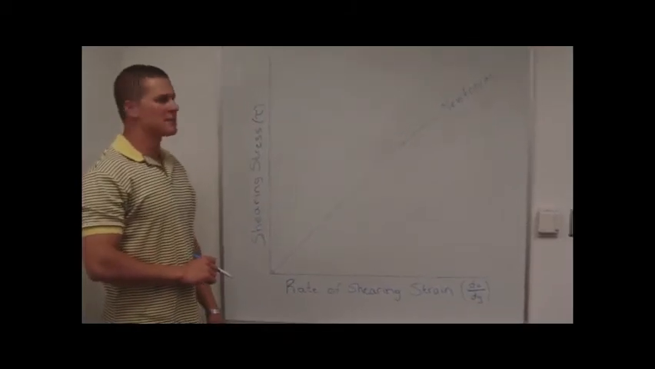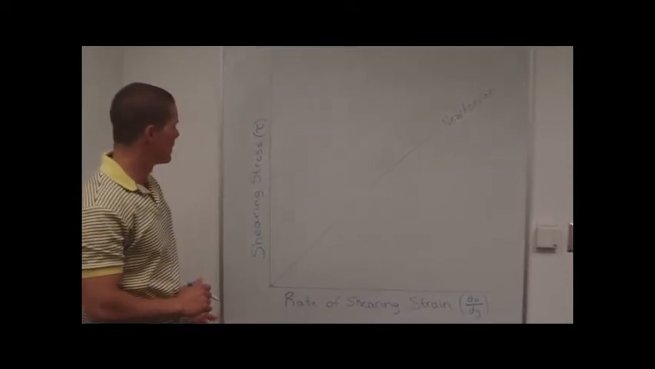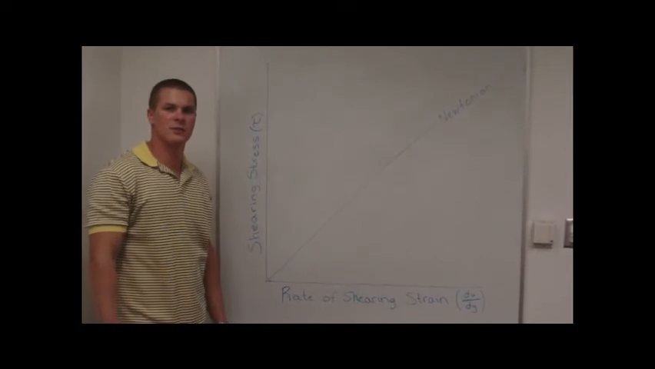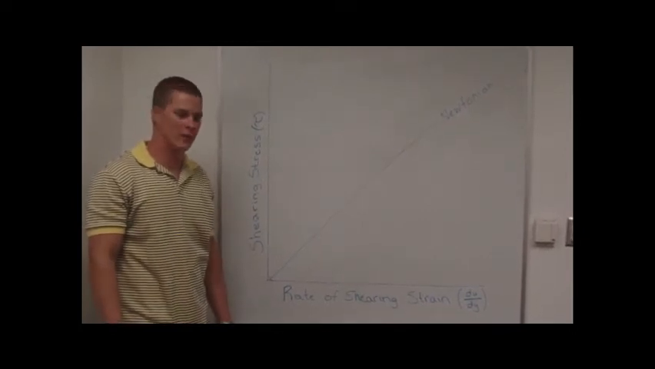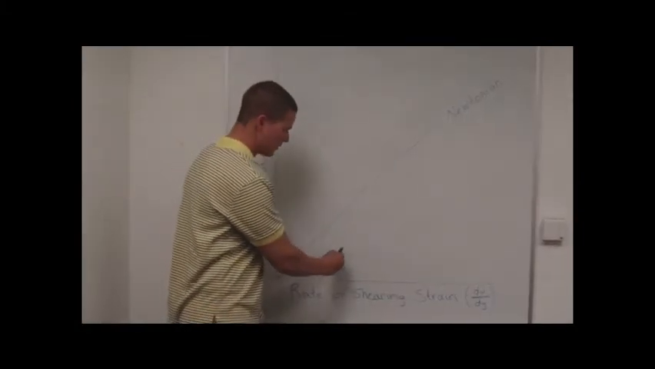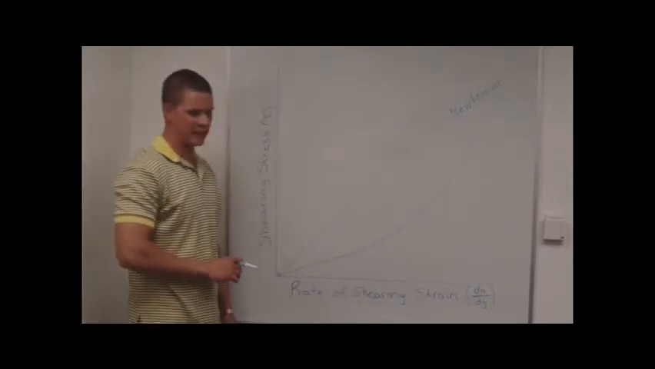The group of fluids opposite the Newtonian fluids are called non-Newtonian fluids. With these fluids, the shearing stress is not linearly related to the rate of shearing strain. These fluids can further be broken down into three subcategories. The first of these subcategories is known as shear thickening. In shear thickening non-Newtonian fluids, the viscosity increases as the rate of shearing strain increases.